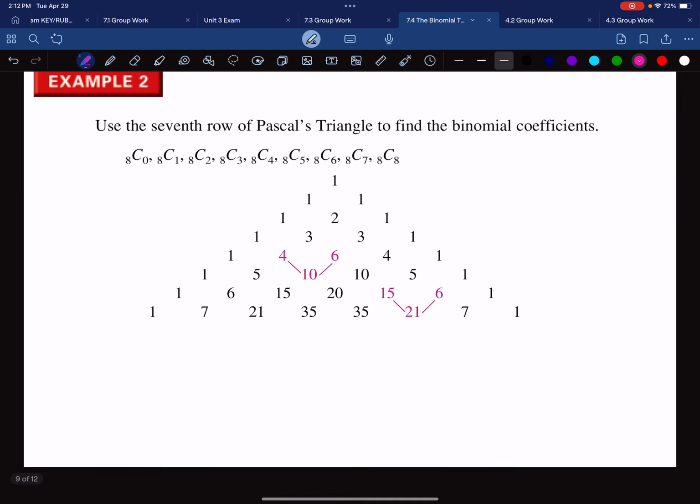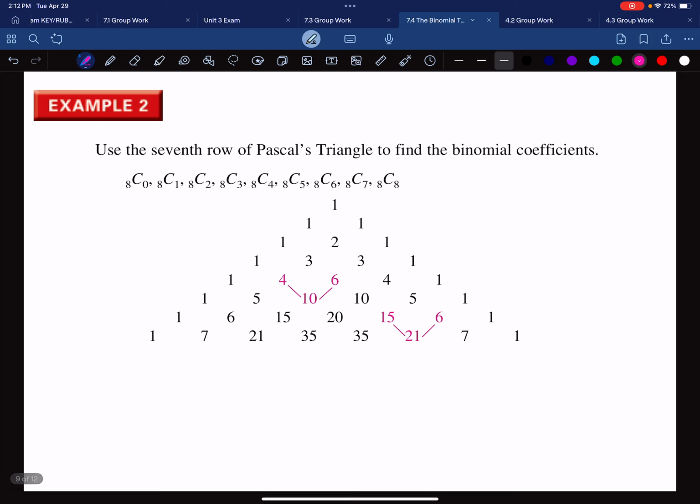But let's use the 7th row of Pascal's triangle to find the binomial coefficients. Remember, this top one is the 0th row, and so this one down here will be the 6th row. I need to build the 7th row off the 6th row, which is the next row down here. We start with a 1. 1 plus 7, that's 8. 7 plus 21 is 28. 21 plus 35 is 56. 35 plus 35 is 70.